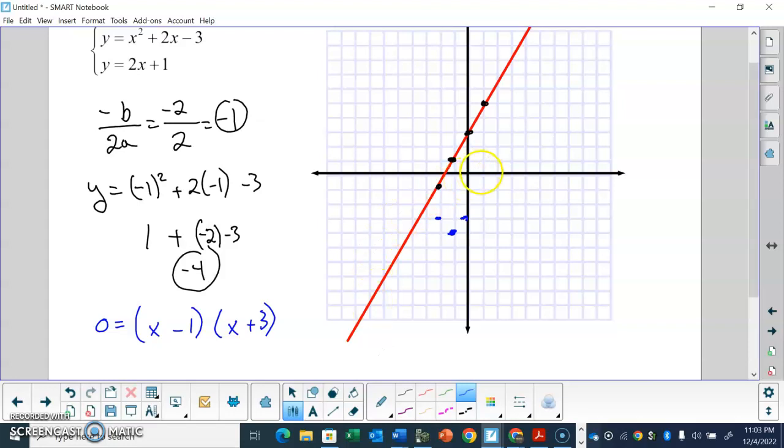Okay, so that means I'm going to have an intersection point. Remember, we set that equal to 0. I'm going to have an intersection point at 1. And then I'm going to have another one at negative 3. 1, 2, 3, so right there. So that kind of gets me crossing this, and I can guesstimate.